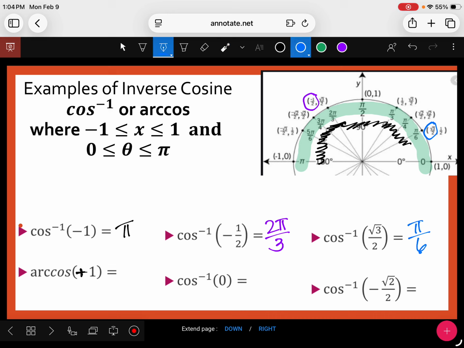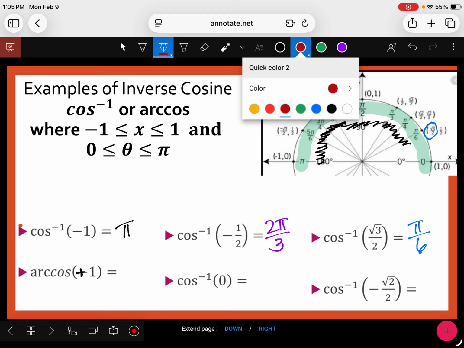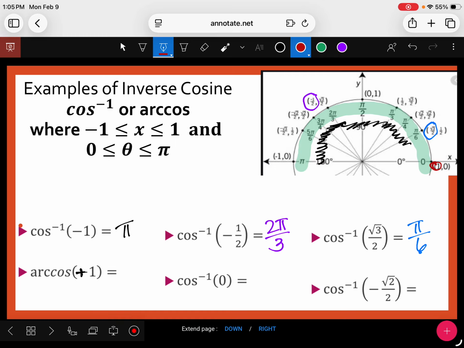All right, now going back, where is cosine +1? Cosine is +1 right here, and that's at 0. Where is cosine 0? Pi over 2. Where is cosine -√2/2? 3 pi over 4. All right.